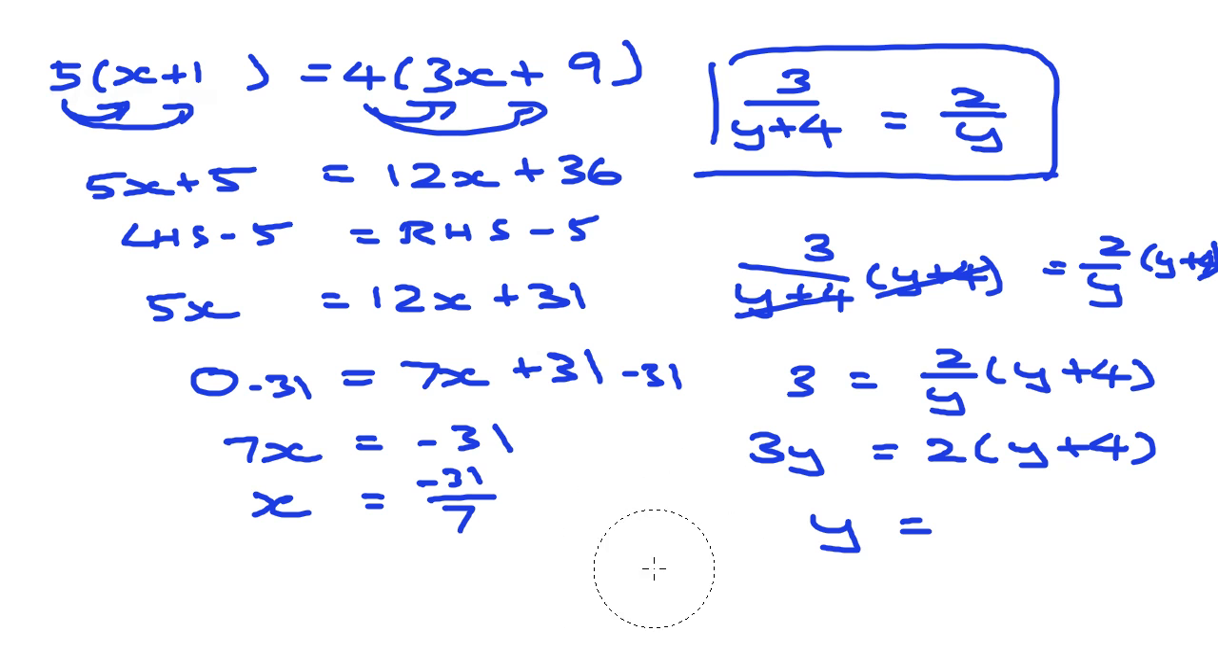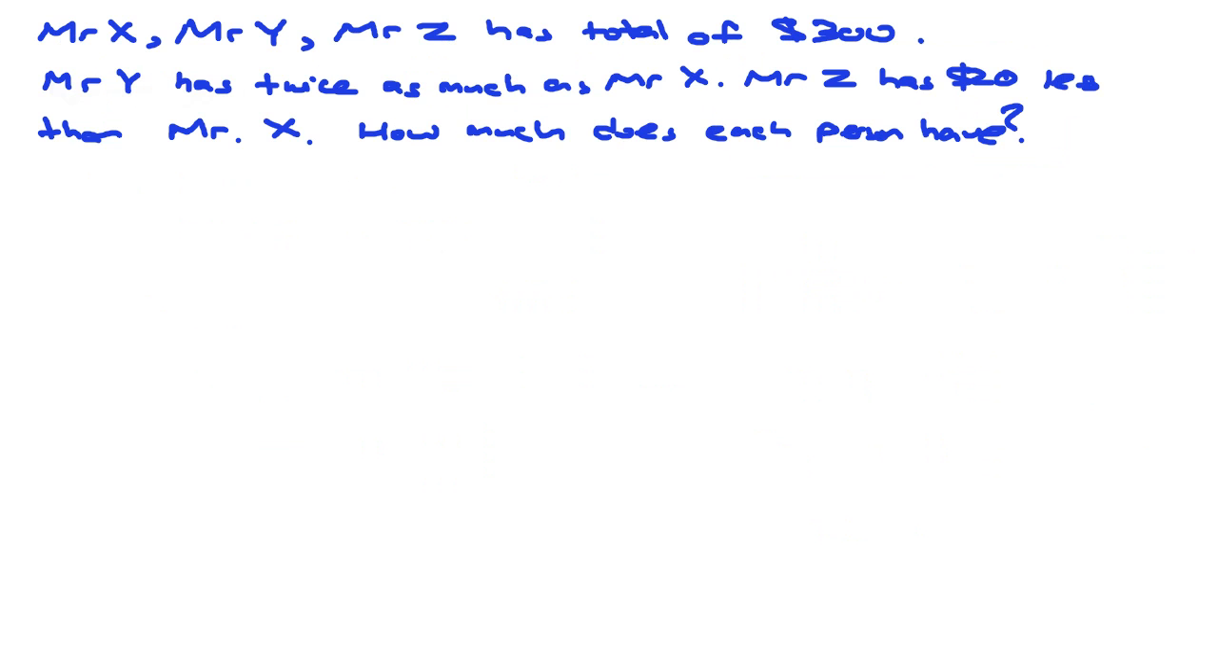So let's now look at how this can be applied to real life examples. So let's look at this example. 3 people, Mr. X, Mr. Y, and Mr. Z, have a total of $300. Mr. Y has twice as much as Mr. X. Mr. Z has $20 less than Mr. X. So how much does each person have?